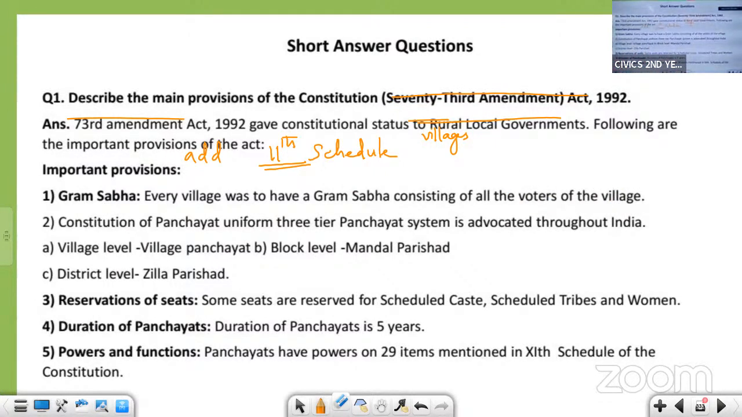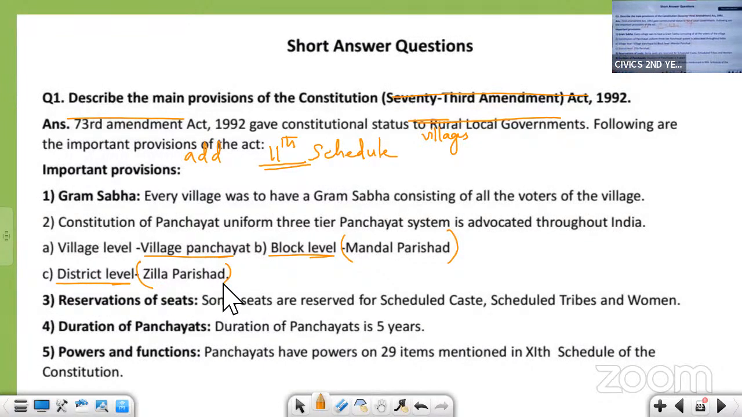Then we have adopted a three-tier system. Three-tier means at rural level, we have 3 levels. Like for villages, we have village panchayat. Block level, we call it mandal level or intermediary level. We have mandal parishad. And for district, we have zilla parishad.